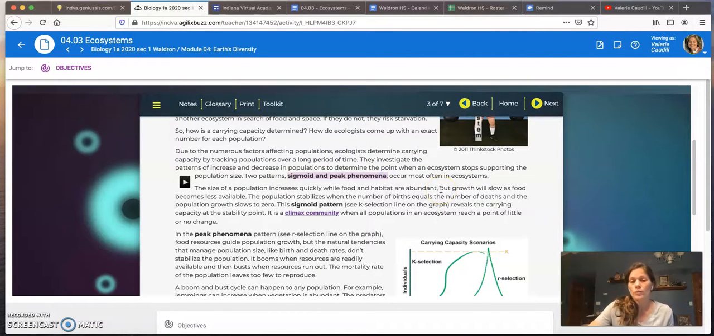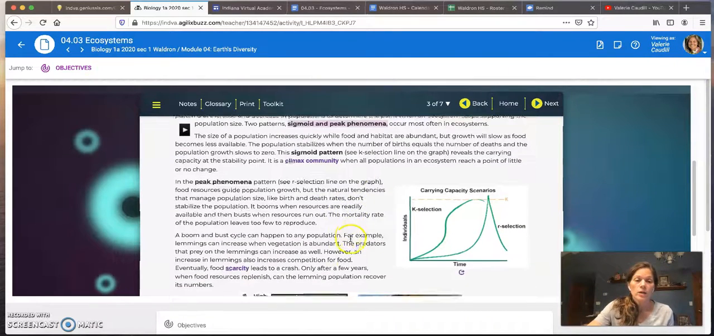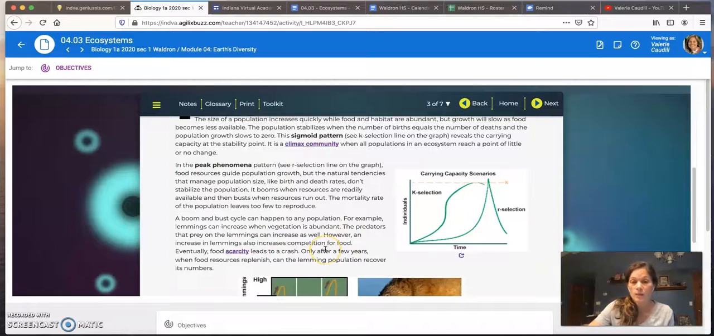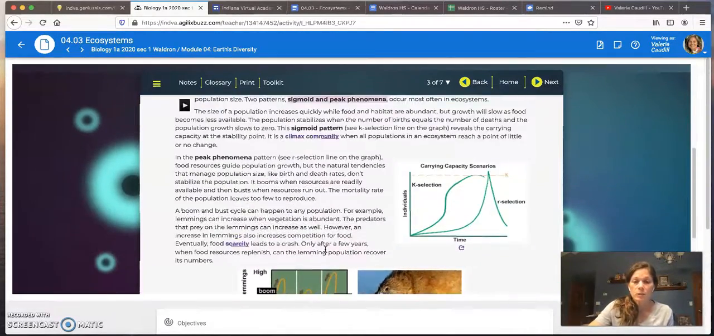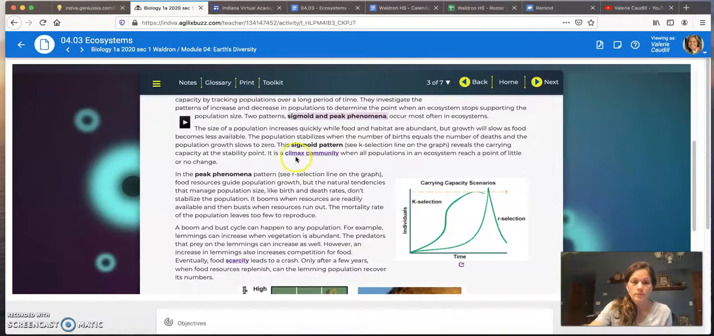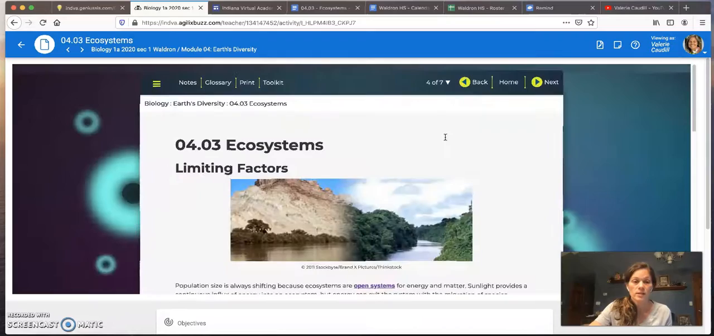Okay, you'll really want to pay attention to those topics because the activity for this lesson, you're going to need to know what those are and apply those. Okay, so you'll read through what peak phenomenon is, or peak phenomena, and sigmoid. So we have sigmoid pattern and we have peak pattern. Okay, once you have documented that, and also again, copy paste pictures over into your notes pages so you can have that information for easy access.